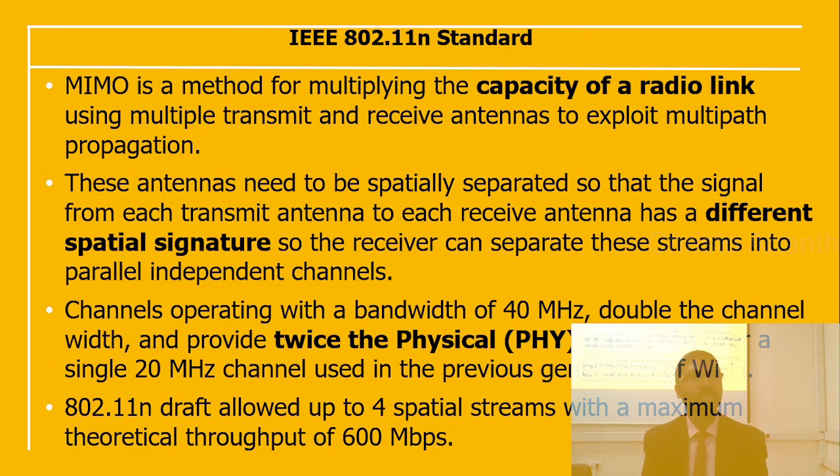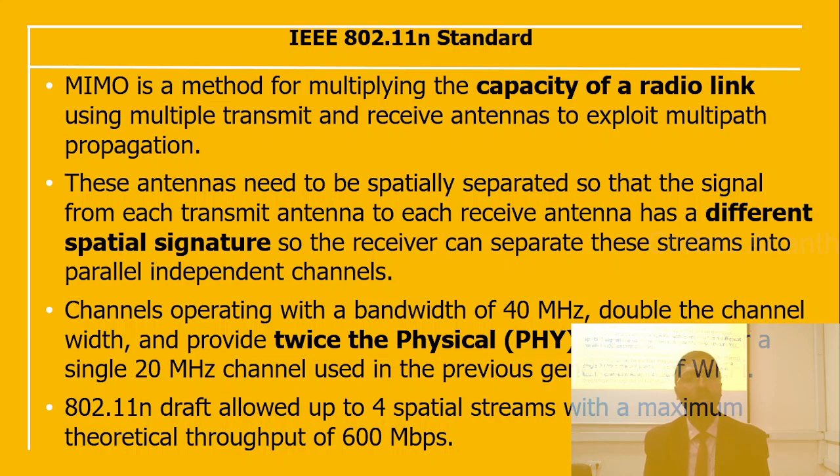MIMO is a method for multiplying the capacity of the radio link using multiple transmit and receive antennas in order to exploit multipath propagation. These antennas have to be spatially separated so that the signal from each transmit antenna to the receive antenna has a different spatial signature, so that the receiver can separate these streams into parallel independent channels. Channels operating with a bandwidth of 40 MHz double the channel width and provide twice the physical data rate over a single 20 MHz channel used in the previous generation of Wi-Fi.